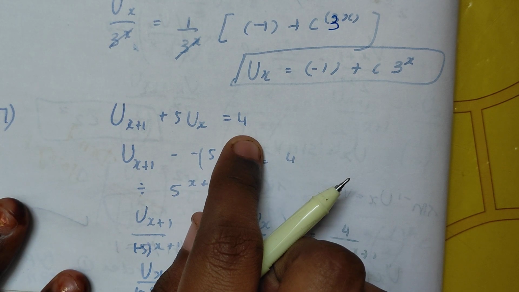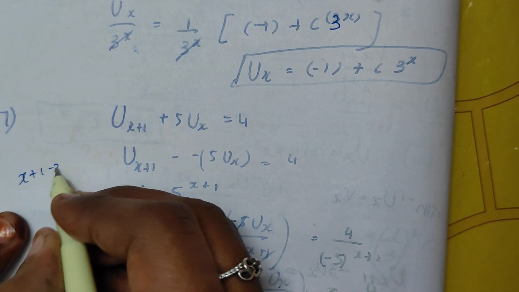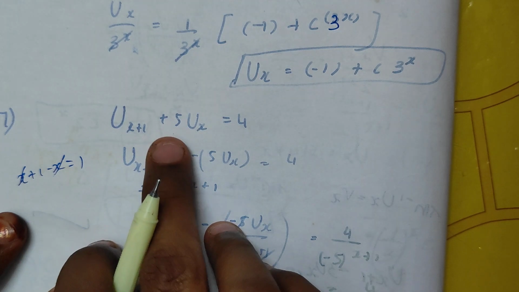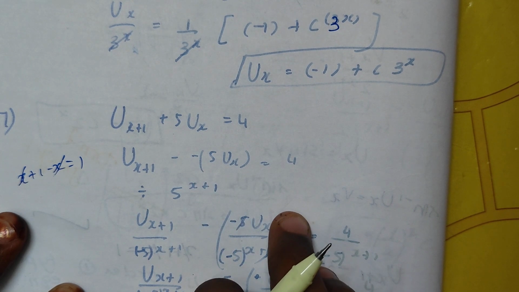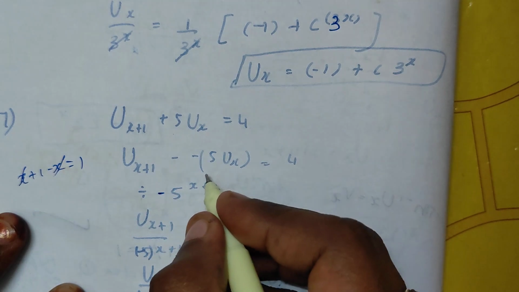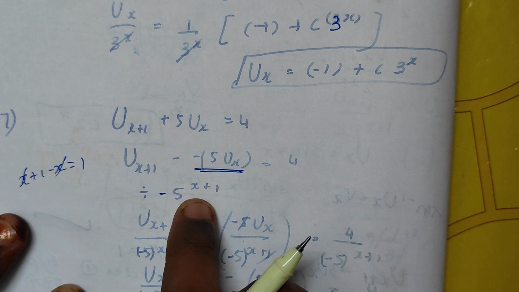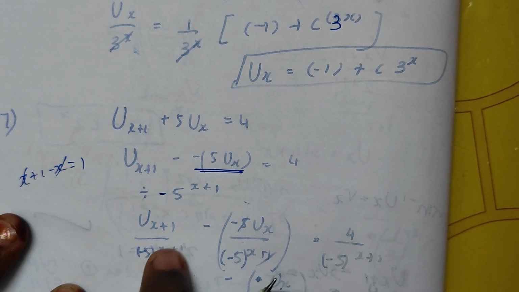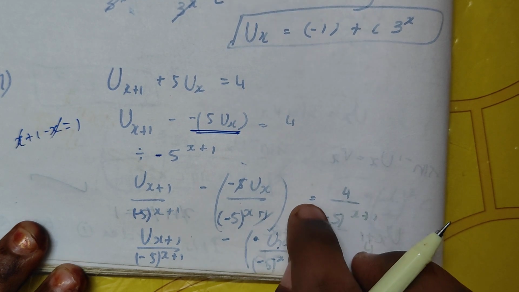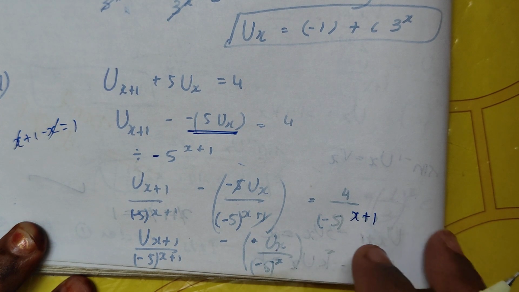u(x+1) plus 5 into u(x) is equal to 4, which is a constant that is not equal to 0. Here the order is 1, since x plus 1 minus x will give you 1. But here the constant is positive, so just convert that into negative by splitting it into minus minus. Then we are having the constant as minus 5 u(x), right? Here my constant is minus 5. So divide everything by minus 5 power x plus 1. So u(x+1) divided by minus 5 power x plus 1 minus of minus 5 u(x) divided by minus 5 power x plus 1 is equal to 4 divided by minus 5 power x plus 1 will come. So this minus 5 and this power minus 5 will get cancelled.